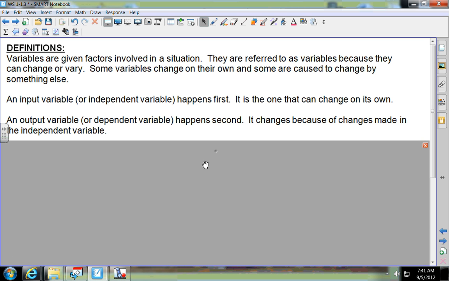The output value or dependent variable is what happens second. It changes because of the changes that are made to the independent variable. So for example, if I was building a volcano, right? My independent variable would be, maybe one of them would be how much baking soda I put into it, right? My dependent variable, well, what's the result? The more baking soda I put into it, the more, oh man, what else? Vinegar, right? Isn't it vinegar that you put into it? What happens to the volcano?